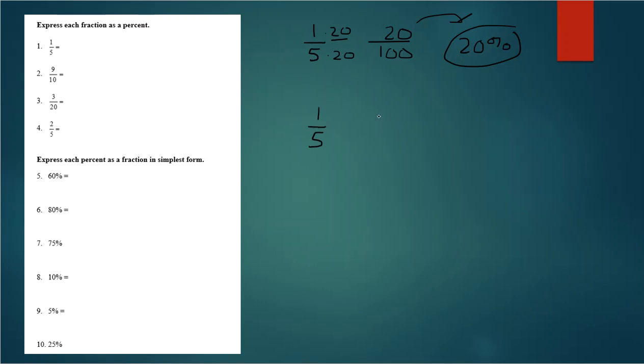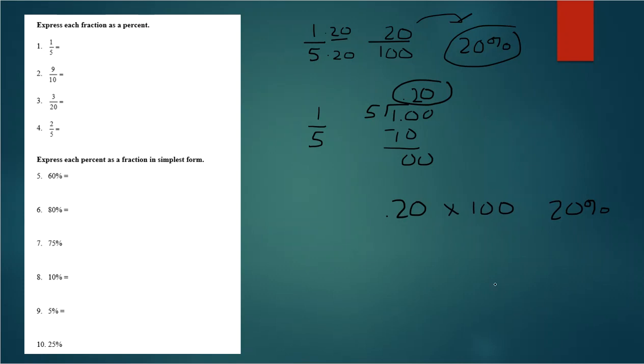Okay, another way that you can do this is you can take this fraction of 1/5 and change it to a decimal. To change 1/5 into a decimal, we take the 1 and divide by 5. Okay, and so we would get 0.20. Once we have the decimal, to go from a decimal to a percent, you multiply by 100. So if you take 0.20 and multiply by 100, that gives you 20%.